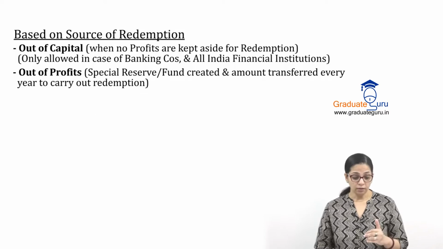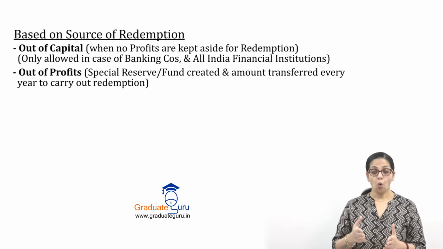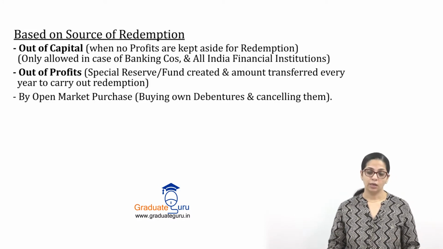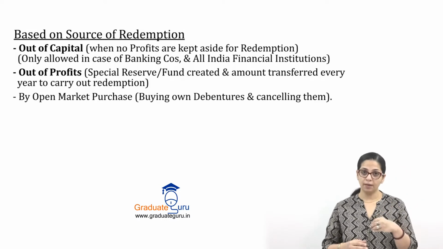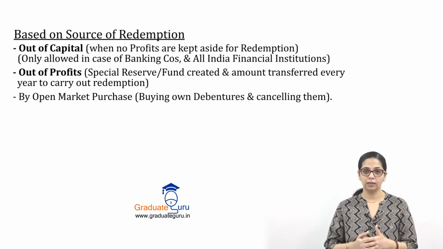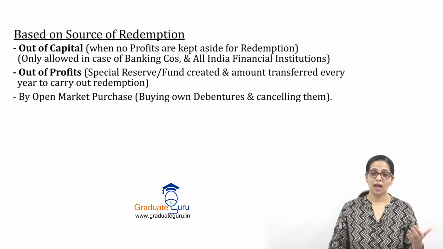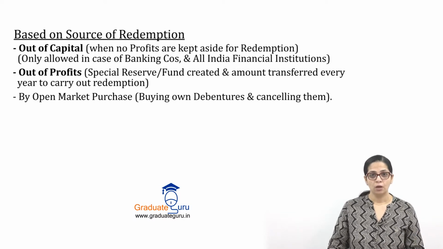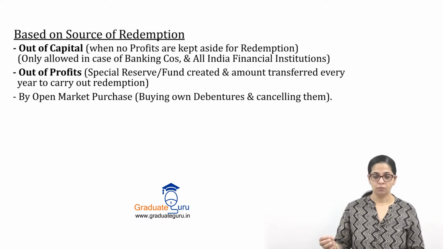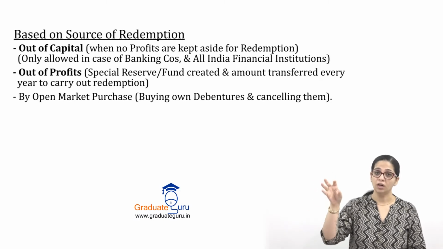Okay. Then under the source of redemption, there is one more type, which is open market purchase. Now what happens in open market purchase is, the company buys its own debentures from the share market. We know what a share market, a stock market is. On the stock market, shares and debentures and other securities of various companies are being sold. So suppose there is a company ABC. Its debentures are listed on the stock exchange. What do you mean by listed on the stock exchange? They are being sold and purchased on that stock exchange.